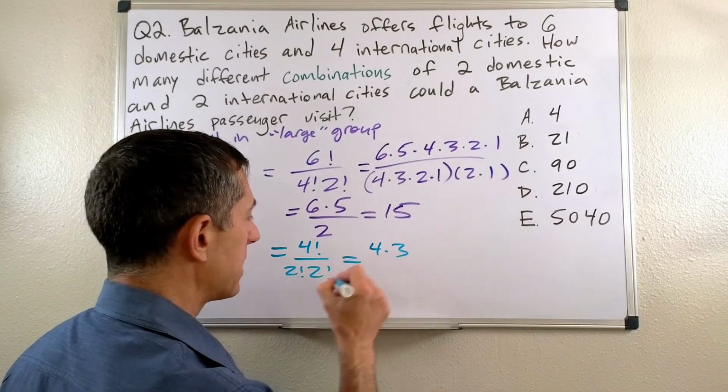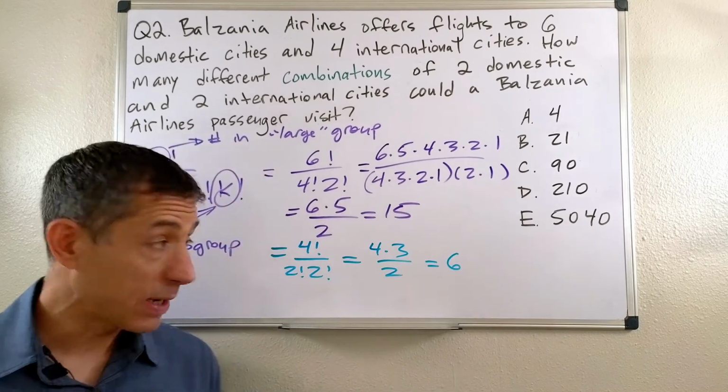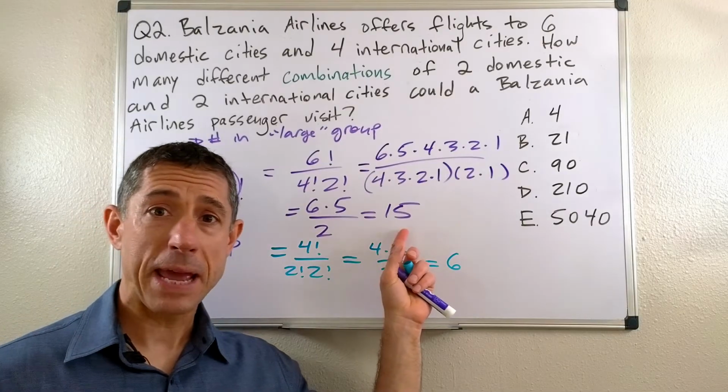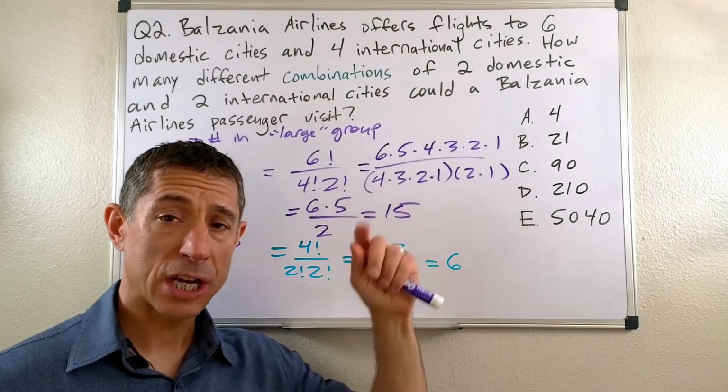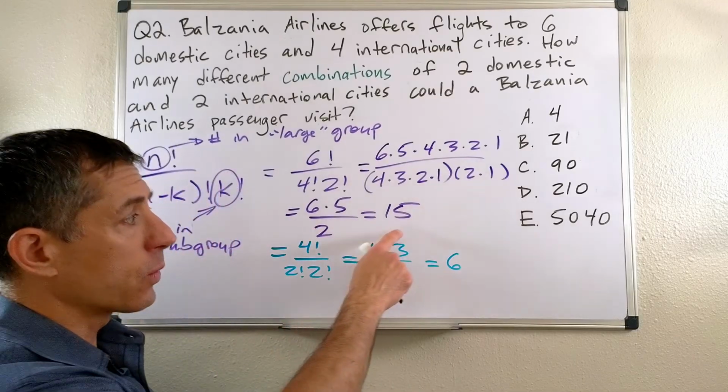4 times 3, I've still got that 2 hanging out down there. That's going to be 6. Okay, so 15 different pairs of 2 domestic destinations I could choose from, 6 different pairs of 2 international destinations. What do I do with those numbers?